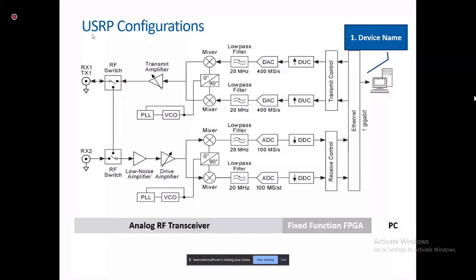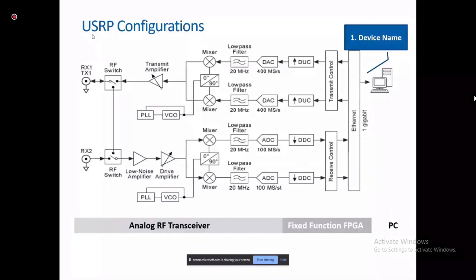So if I say I want to write a code and upload a code to the USRP, I'll obviously have to tell the system which USRP I'm supposed to access. So for that purpose, we will have to give the device name as the very first thing.